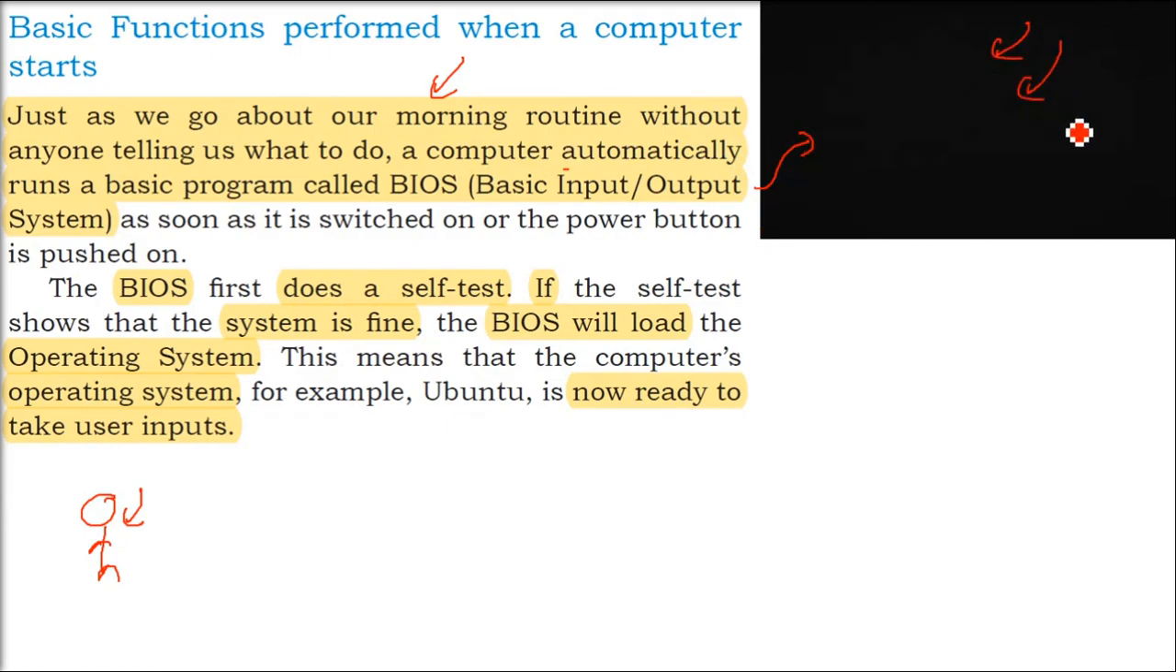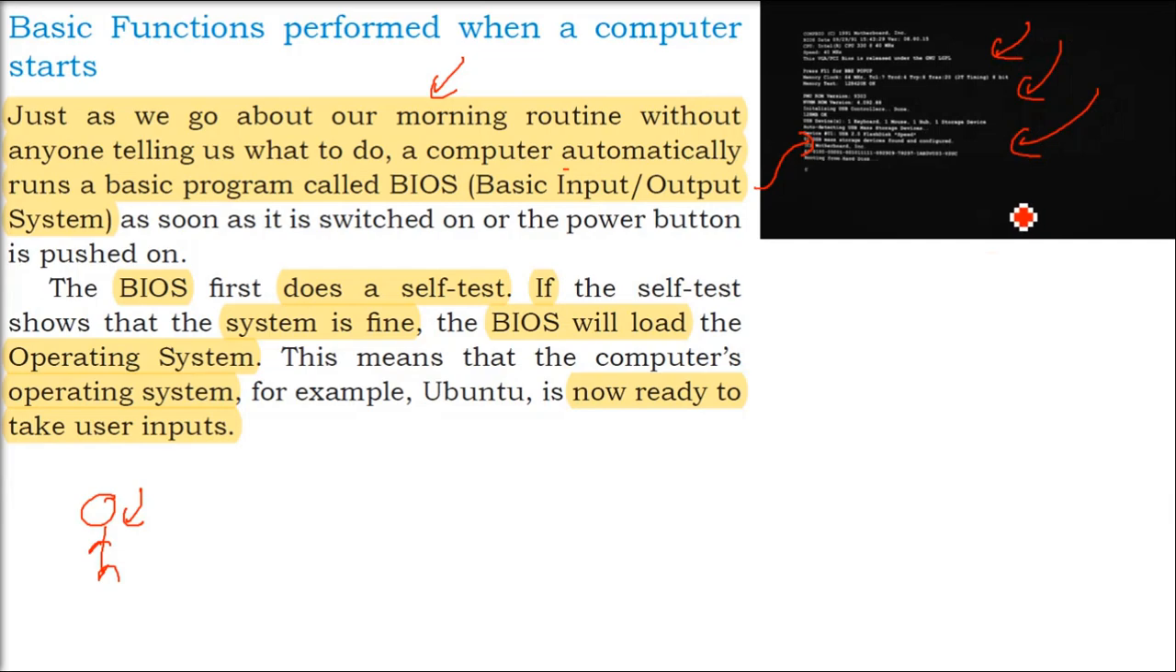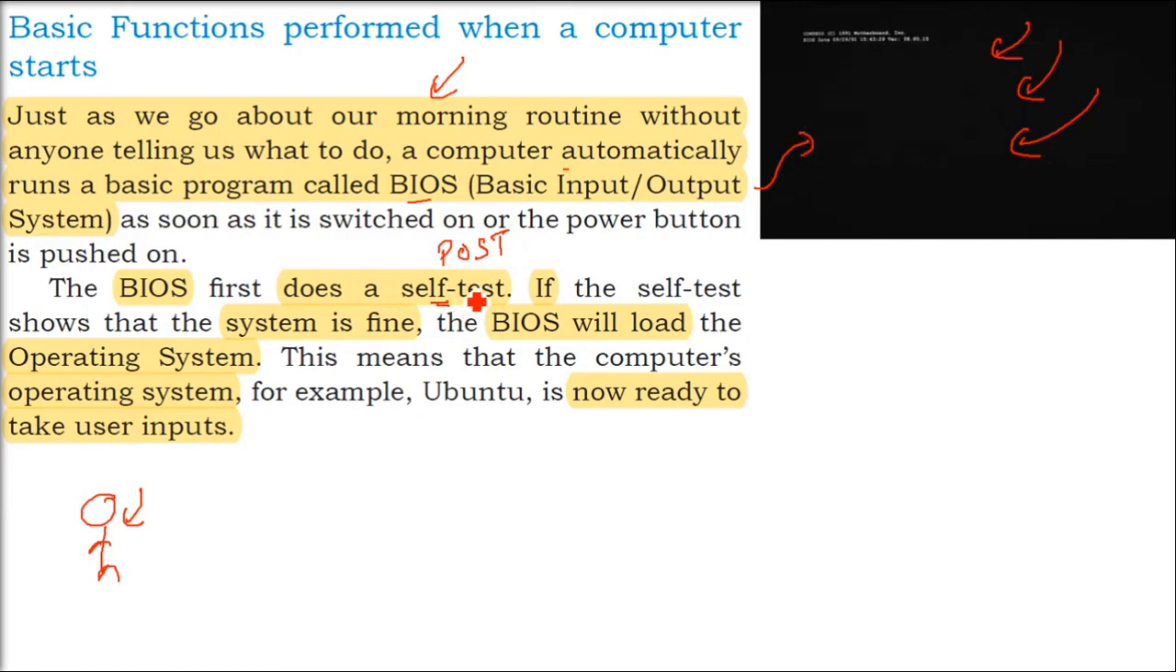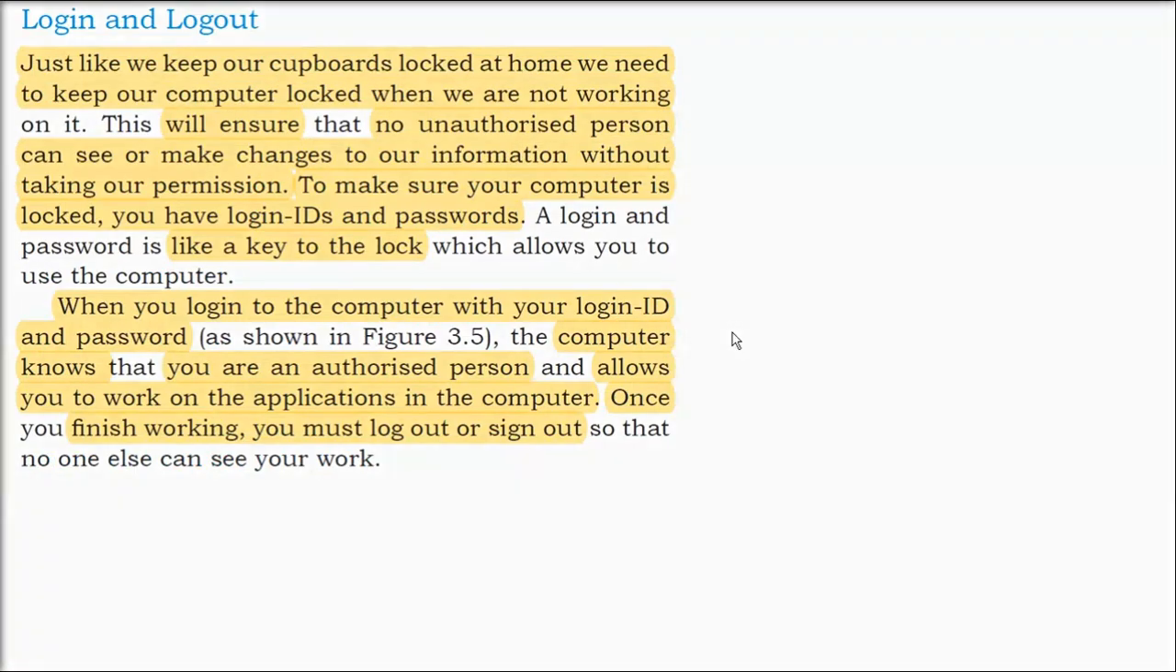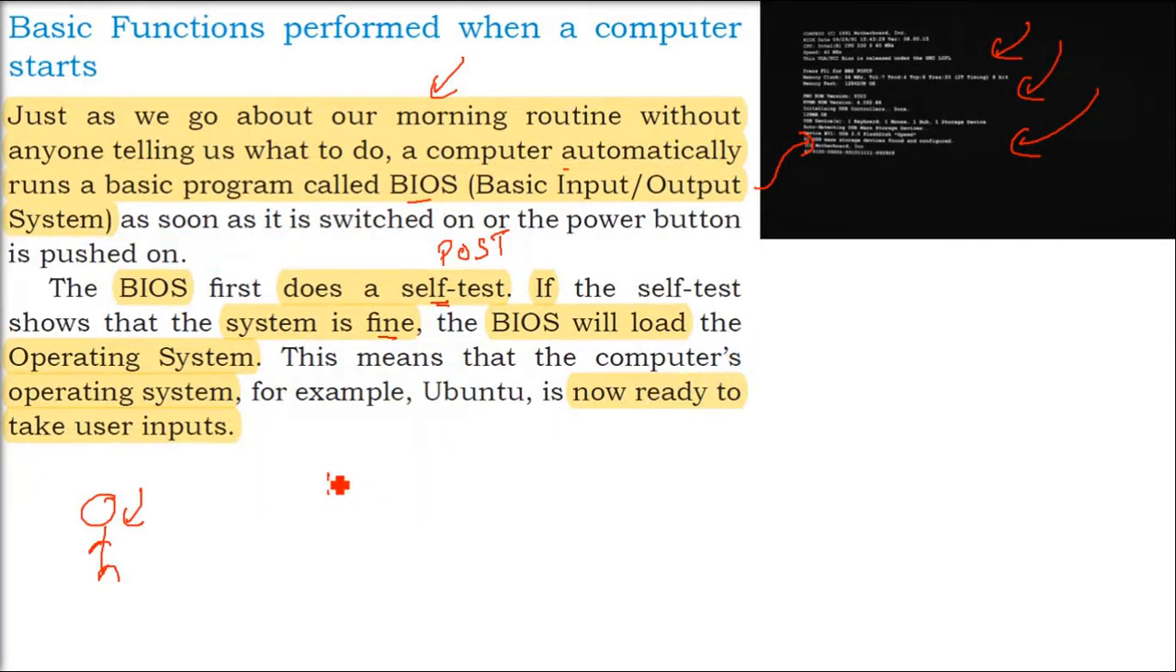So this is the basic input-output system. It checks all the input-output peripheral devices connected to the computer, whether they are working the way the computer wants, whether they are technically or electronically fit, medically fit in electronic terms. So the BIOS does a self-test. Once everything is okay, the BIOS will load the operating system. The operating system will not be loaded at first.